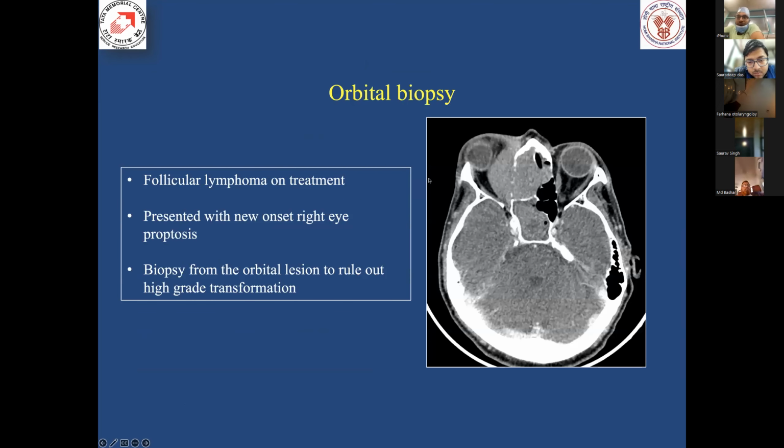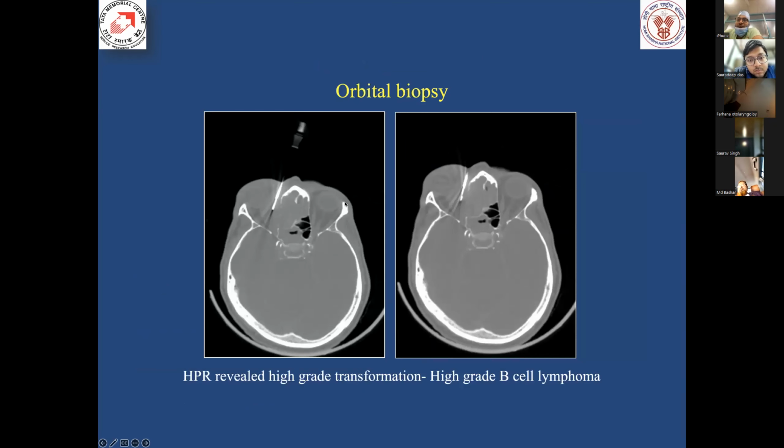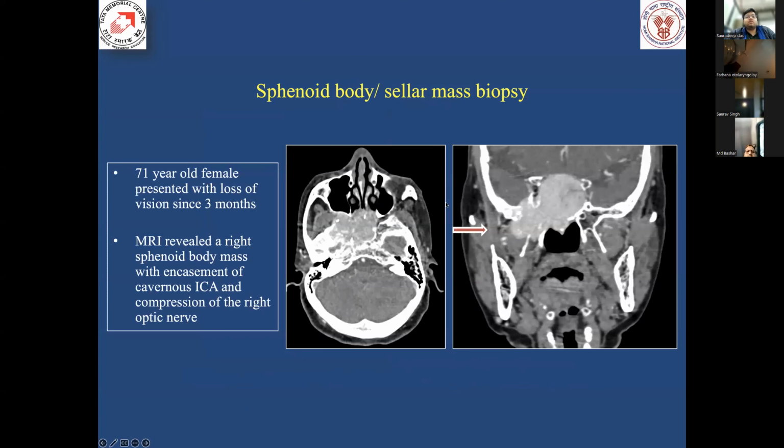Now, quickly, I'll just move on to the cases. Here you can see follicular lymphoma, which was on treatment. This is an example of an orbital biopsy. Similarly, even in a head and neck primary case involving the orbital region, we can safely do the biopsy here. We know exactly where the optic nerves are, where the vessels are, and we can safely avoid those critical structures when we are doing it under CT scan guidance. And in this case, it was high-grade B-cell lymphoma.